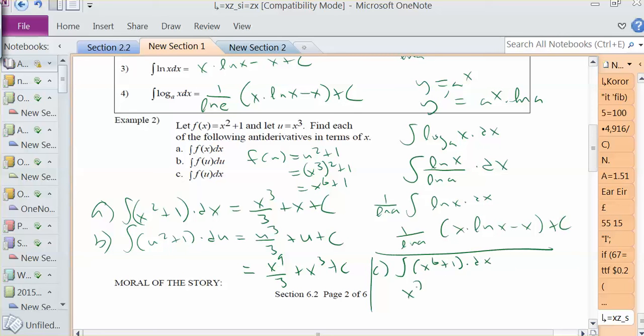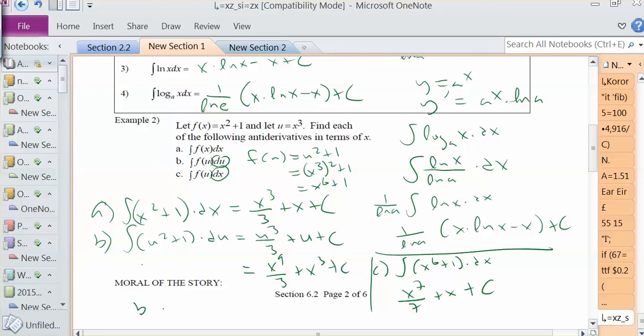So it's x to the 7 over 7 plus x plus c. Now, the reason why we have these, it's very important you pay careful attention to the differential, the du and the dx. So for C, we had to have it in terms of x because we were taking the antiderivative with respect to x. For B, we left it in terms of u, and then we substitute afterwards. And of course, we got two very different answers for B and C.